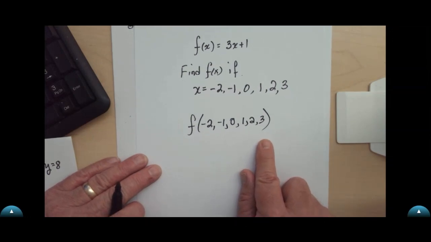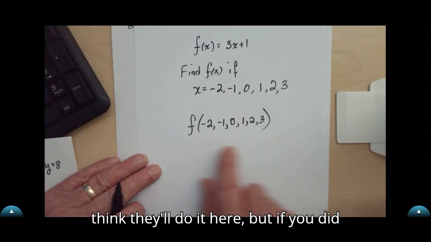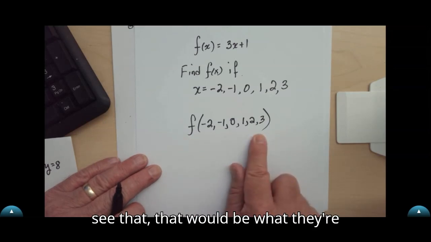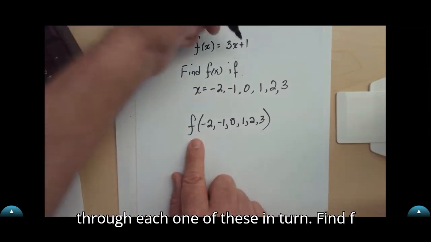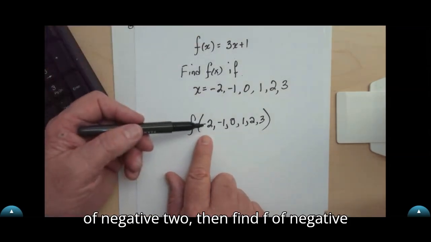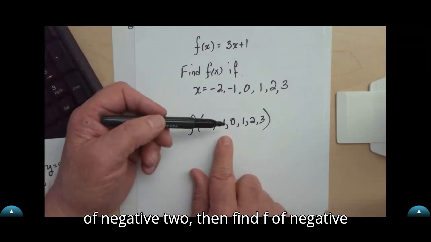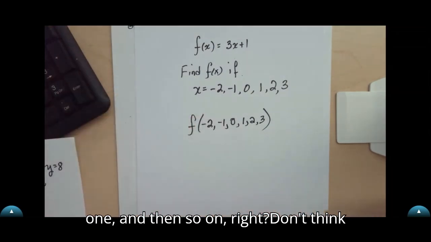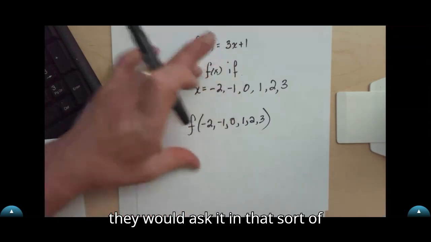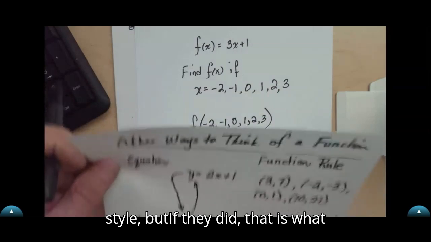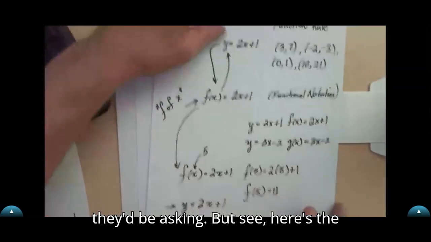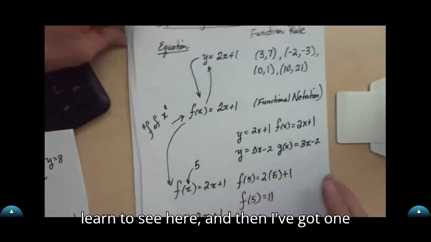I don't think they'll do it here, but if you did see that, that would be what they're telling you to do, right? Just go through each one of these in turn, find f of -2, then find f of -1, and so on. I don't think they would ask it in that sort of style, but if they did, that is what they'd be asking.